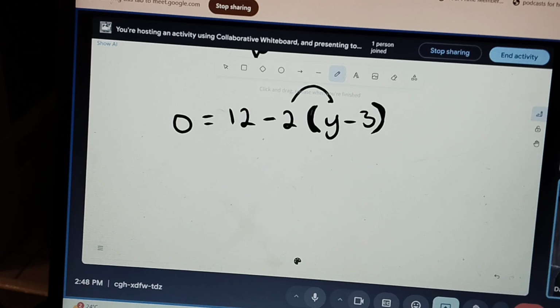Brackets, you've got to times. As soon as you see brackets, so we're going to times. We're timesing the minus 2 by everything in the brackets, right? So you're going to get 12 minus 2 times y. I didn't think of it like that. I was thinking of them as two different things. I had to figure it out.